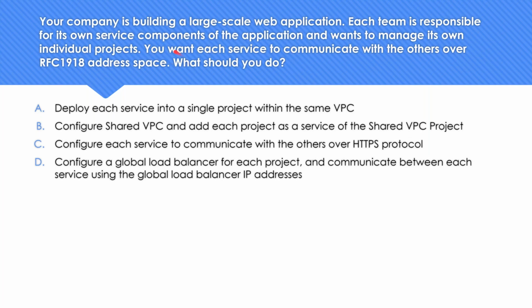So meaning the front end should communicate with the middle tier using the RFC 1918 standard. The middle tier should communicate with the database using the RFC 1918 standard. The middle tier may also leverage some machine learning stuff, again using the RFC 1918 standard, even though they are in two different projects, or totally I would say four different projects. What could be the possible answer?